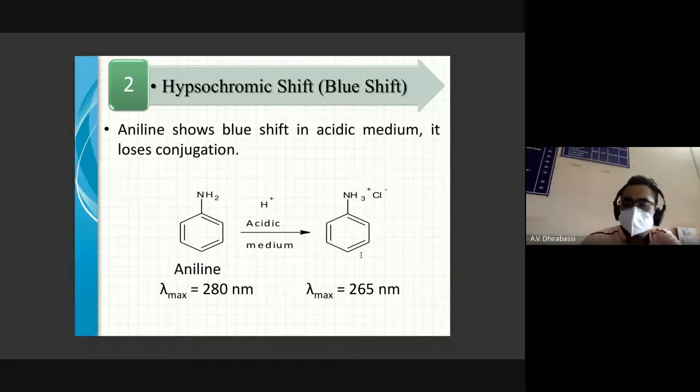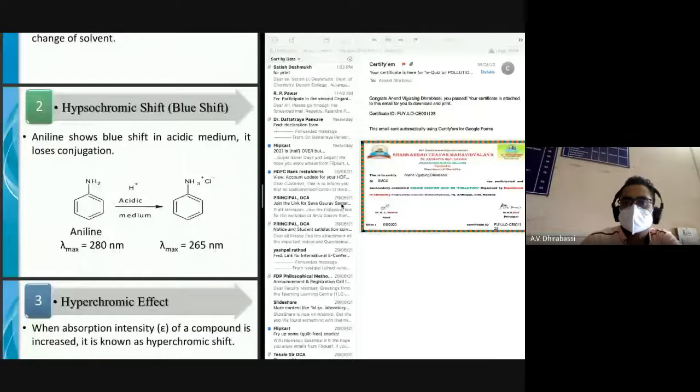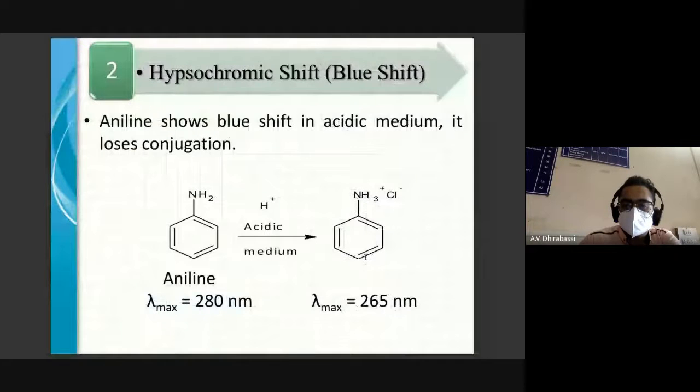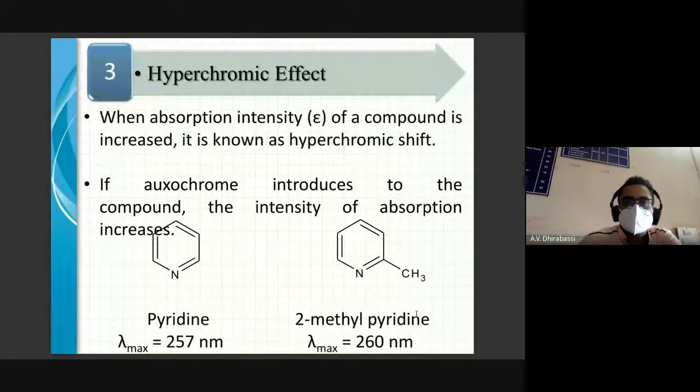But here, when protonation takes place, no lone pair is present for the conjugation. So it shows the peak lambda max at 265 nanometers. That is the lambda max. Okay, this is the hypsochromic shift.